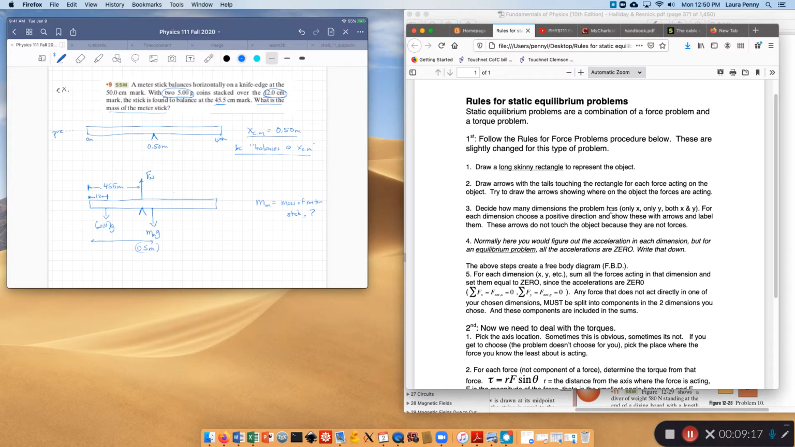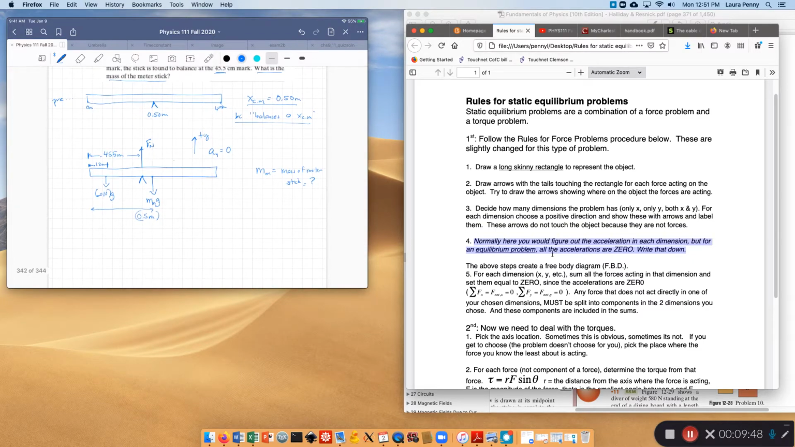Decide how many dimensions the problem has: only X, only Y, both X and Y. Well, here I only have up and down vertical forces, so I only need Y. Again, the arrows don't touch, just like with the force problem. And then normally in number 4, we would write out what the accelerations were if we think it's accelerating in a certain direction. But this is an equilibrium problem, so our a sub y is 0.